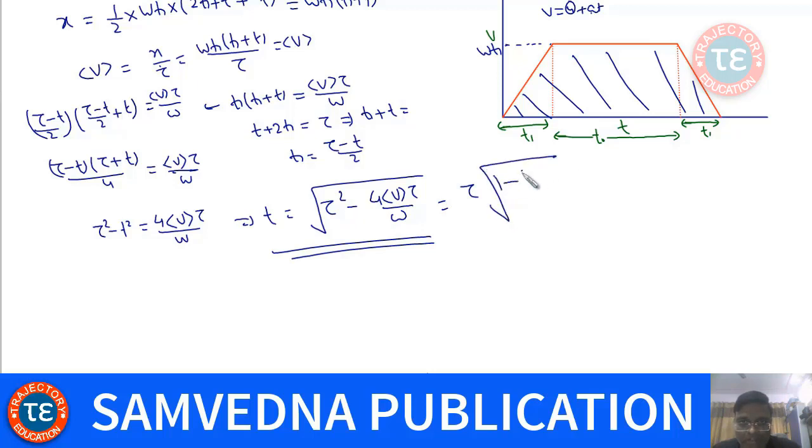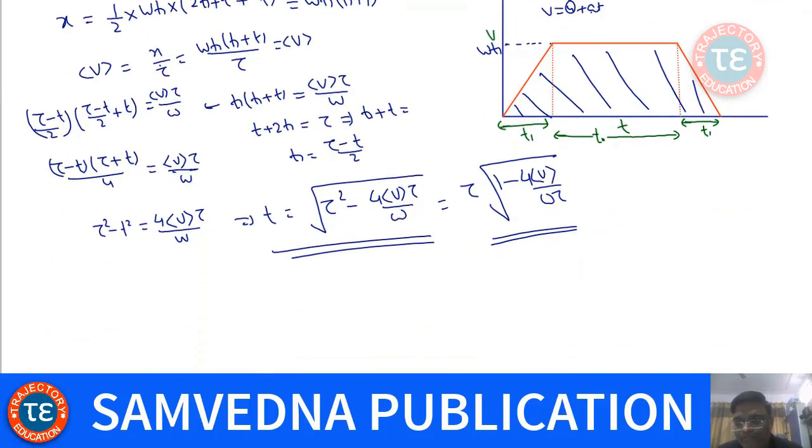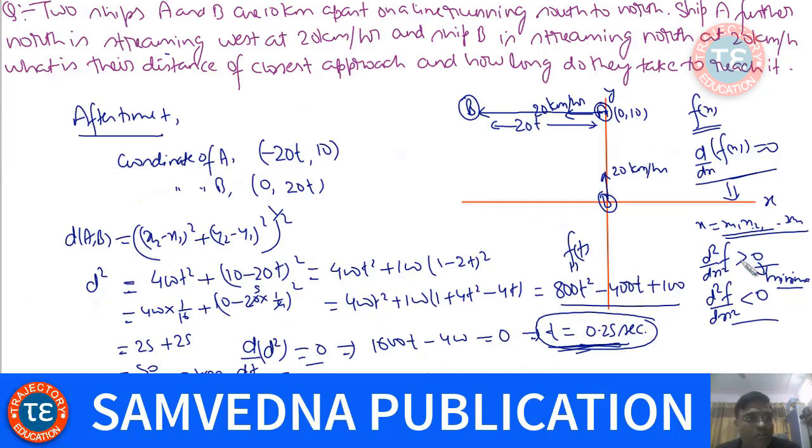Okay, or you can put it like this also, 1 minus omega tau. That's the time taken. That's the time during which the body has the uniform velocity. Okay, getting the point? Let's move to the next question.